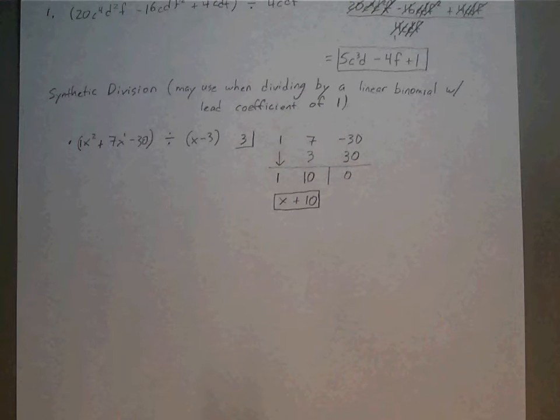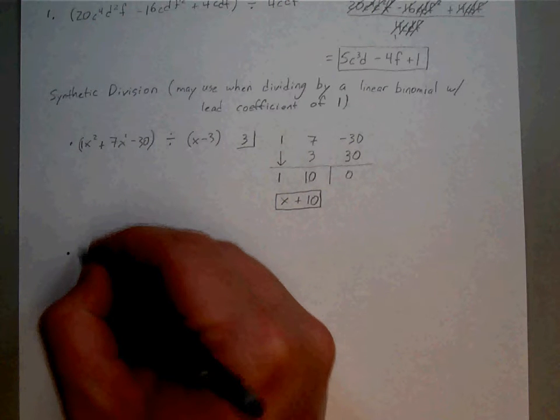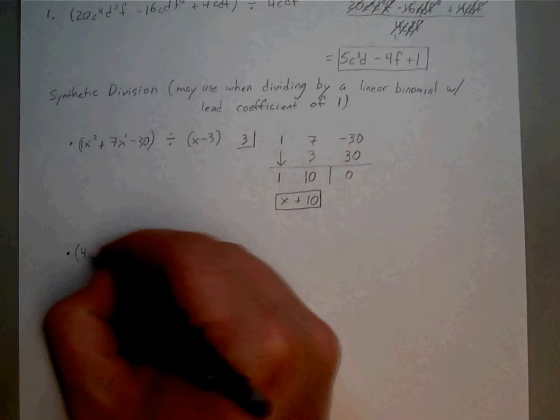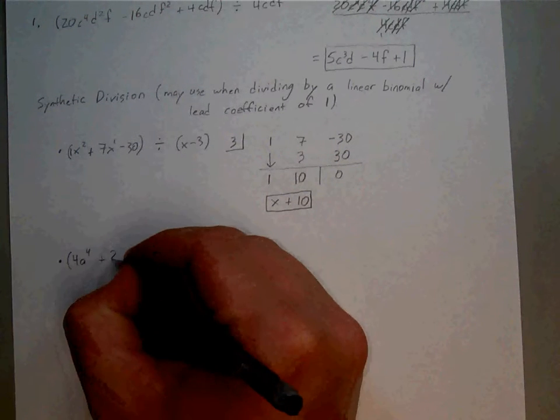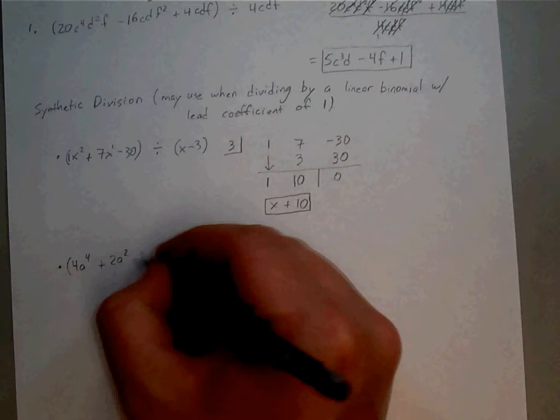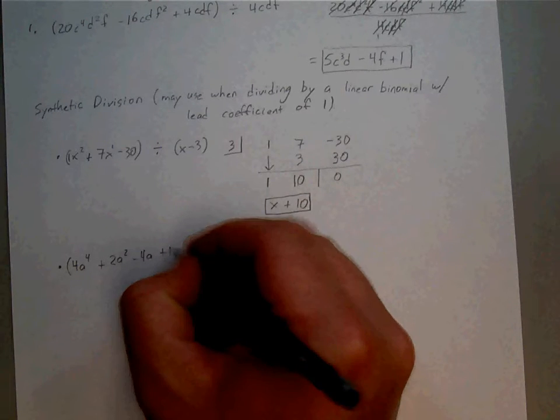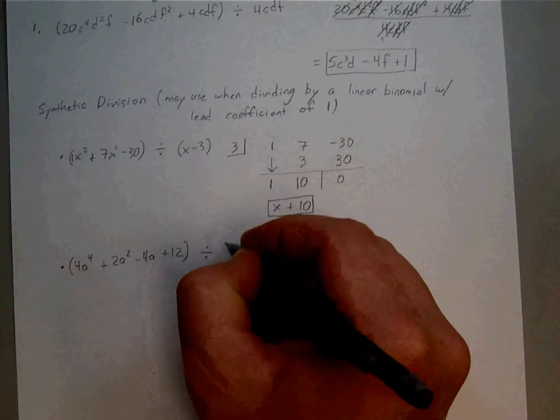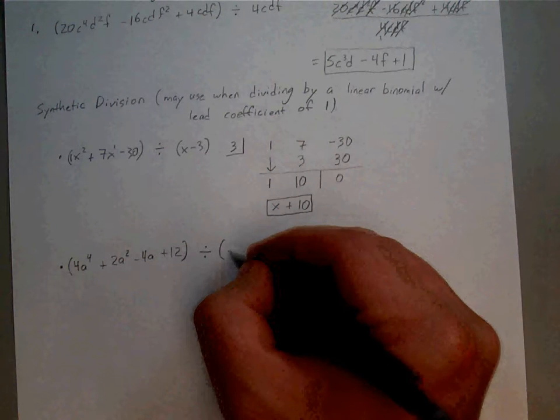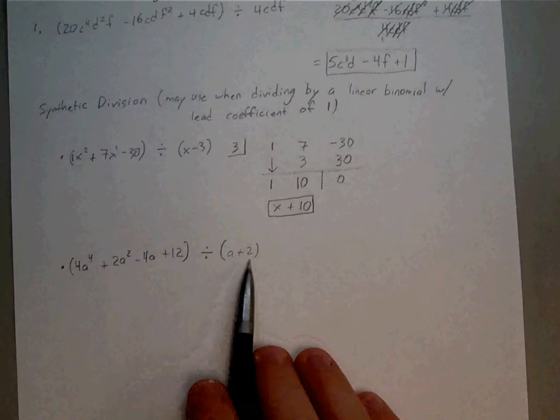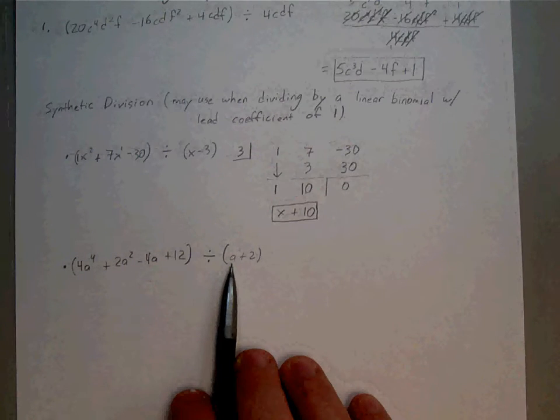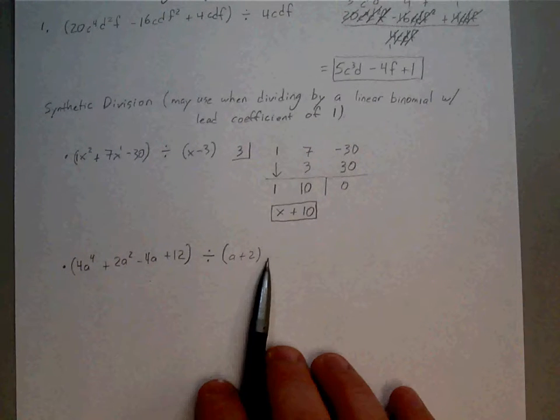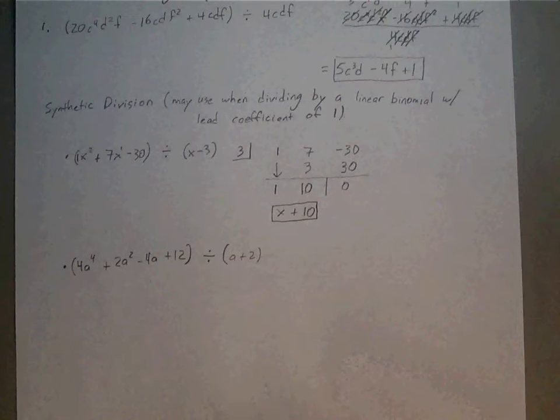Let's try another. We're going to take 4a to the 4th plus 2a squared minus 4a plus 12, and we're going to divide it by a plus 2. We want to check and make sure this makes sense for synthetic division. We're dividing by linear. It's only an a, it's not an a squared. It's a binomial, 2 terms. Lead coefficient is 1, so it fits the bill.